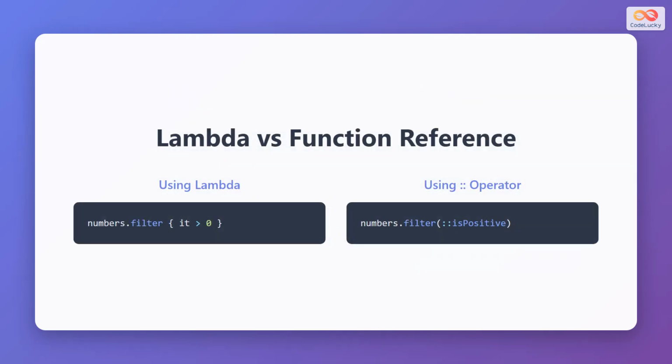Let's compare two approaches. On the left, you see a traditional Lambda expression with the filter function. It uses the it keyword to check if a number is greater than 0. On the right, you see the same logic using a function reference. Instead of writing the Lambda, we simply use double colon followed by the function name isPositive. Both achieve the same result, but the function reference is more concise.